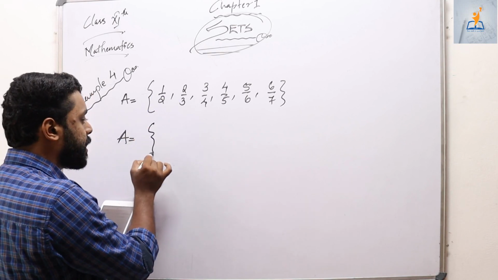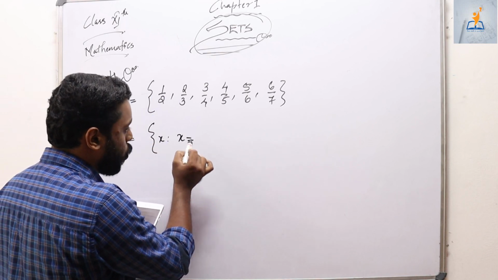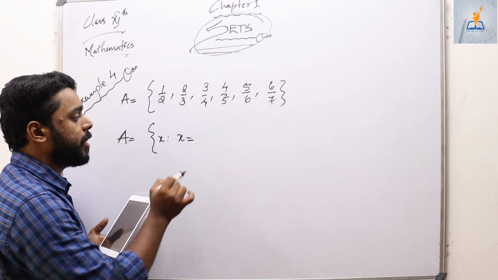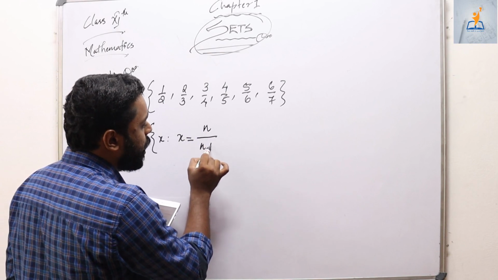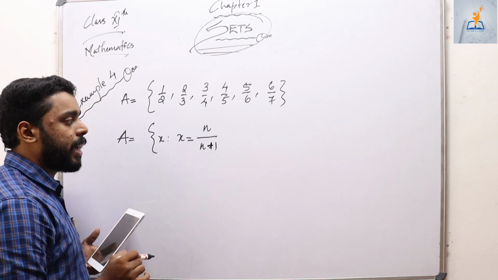So we can directly write the set of all x such that x is equal to... what is the form of x? The numerator must be 1 less than the denominator. So if the numerator is n, then the denominator must be n plus 1, right? So the form of this is n by n plus 1.